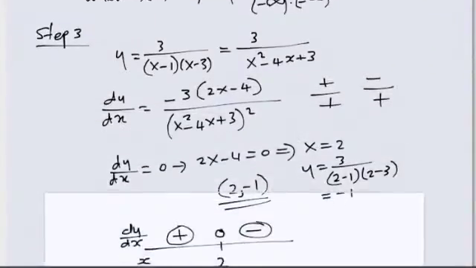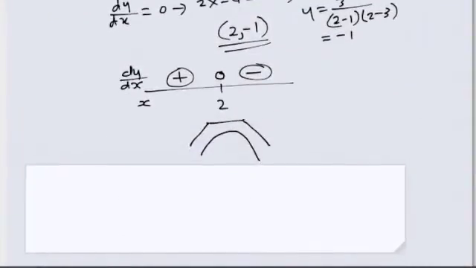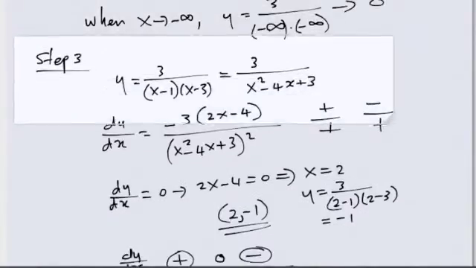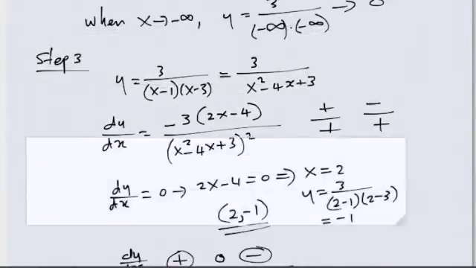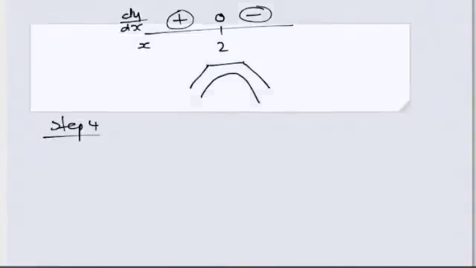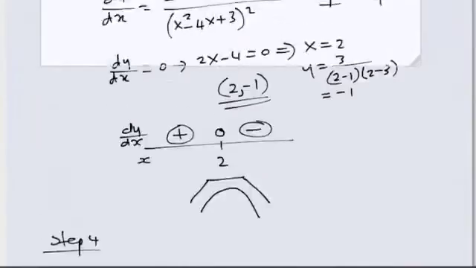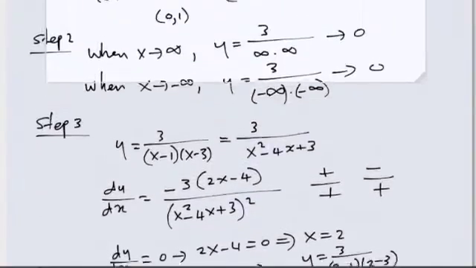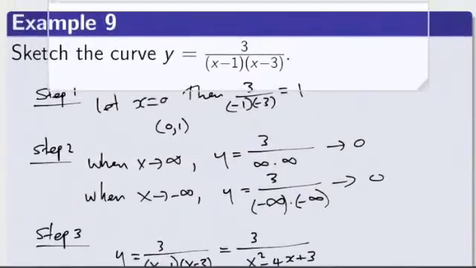Now step 4, in fact we exchanged step 3 and 4, but that doesn't matter. We need to find the asymptotes of the curve. So asymptotes are values when y becomes undefined.